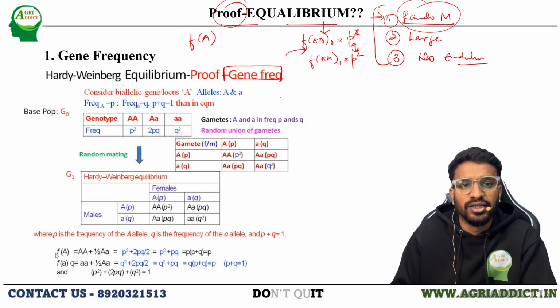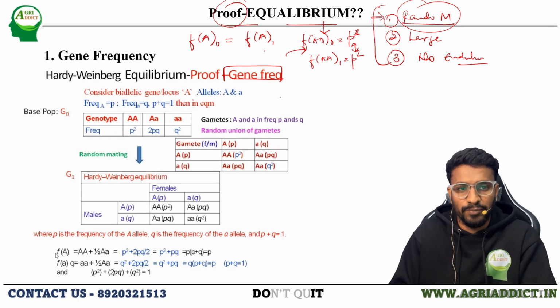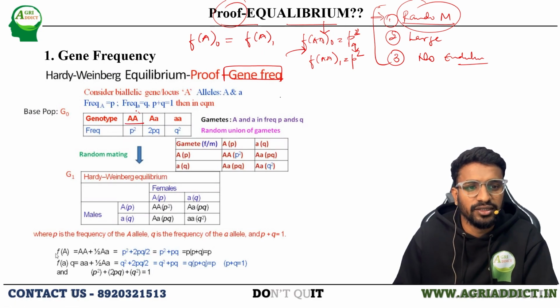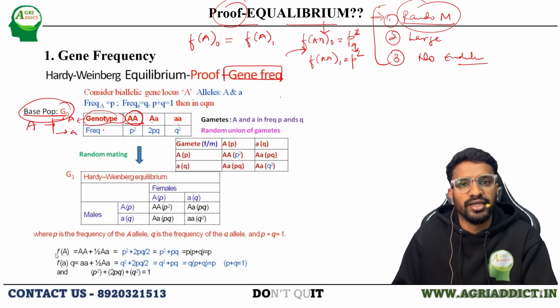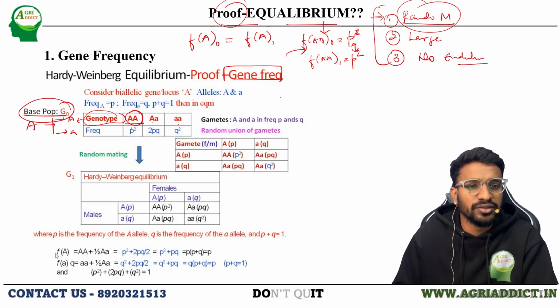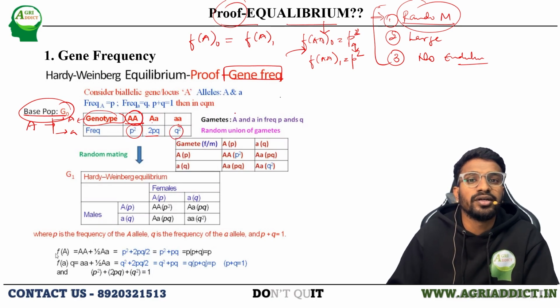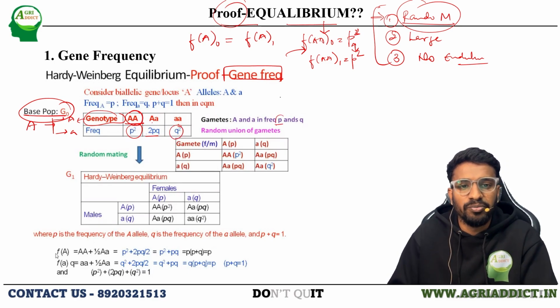We'll first discuss how f of A in G naught is equal to f of A in the G1 generation. Let us assume a certain gene which is capital A, in the base population which is G naught. This gene has two alleles, capital A and small a, and the genotypes possible from these alleles are capital A capital A, capital A small a, and small a small a. What will be the frequency of these genotypes? The genotype frequency will be p squared, 2pq, and q squared. What will be the allelic frequency then? Allelic frequency will be p and q. So this was in the G naught generation.